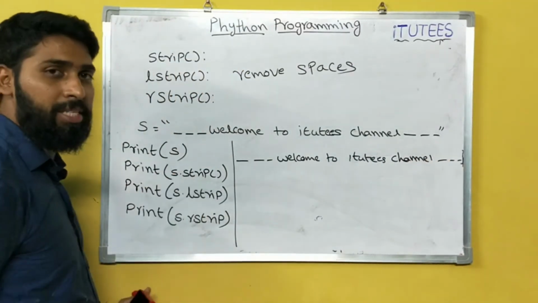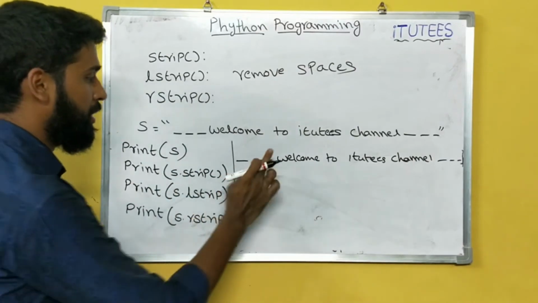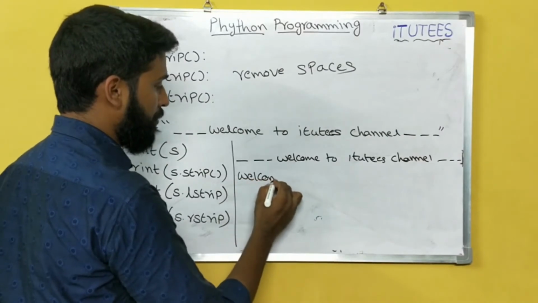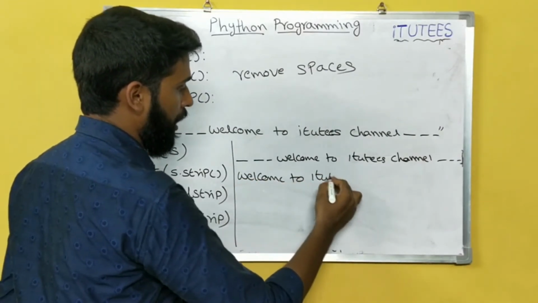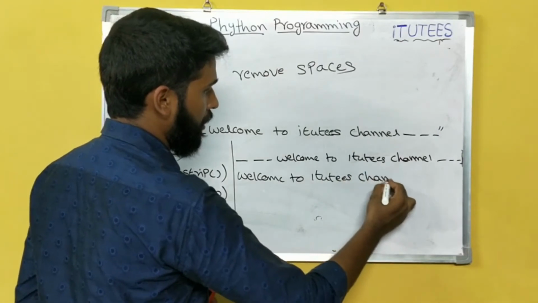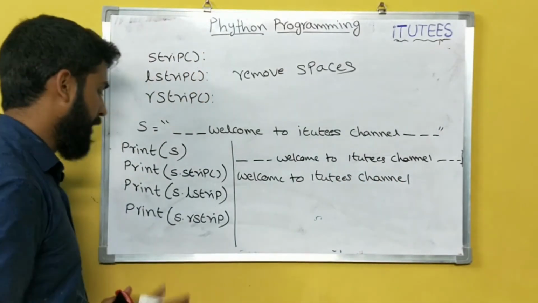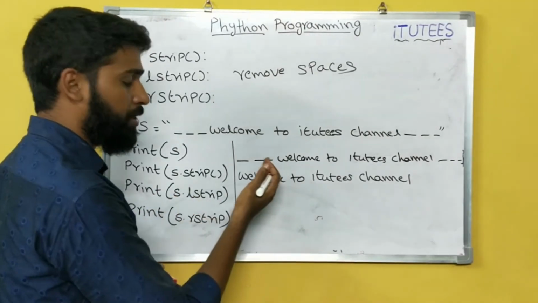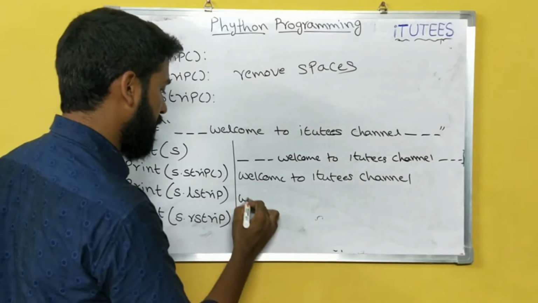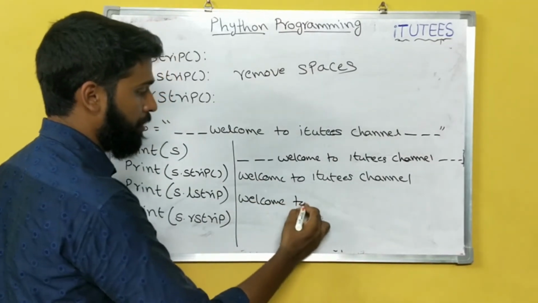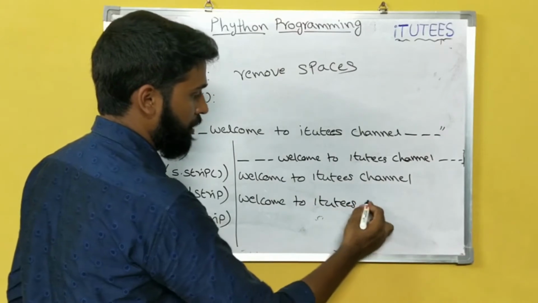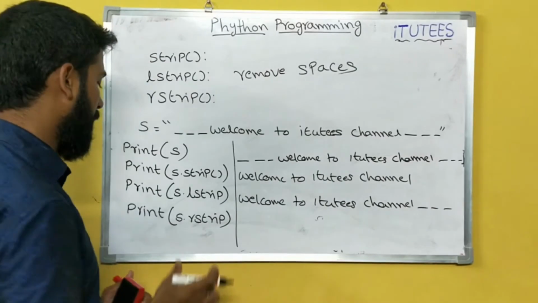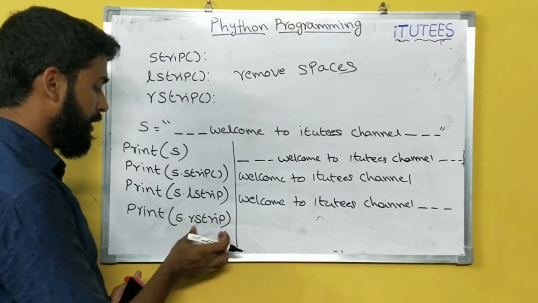Now we can print strip. S dot strip. That means the left and right spaces will be removed. It prints welcome to ITUTEES channel. Next, print S dot lstrip. That means you can remove only left hand side spaces. That means it prints welcome to ITUTEES channel and 3 spaces.